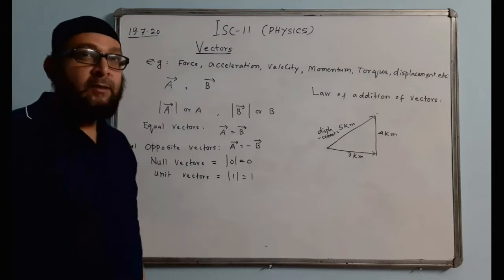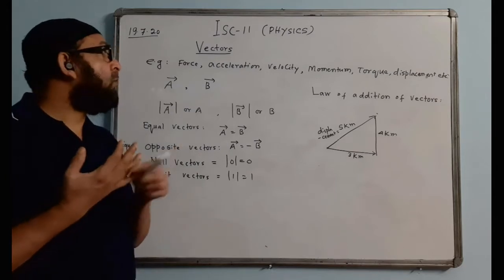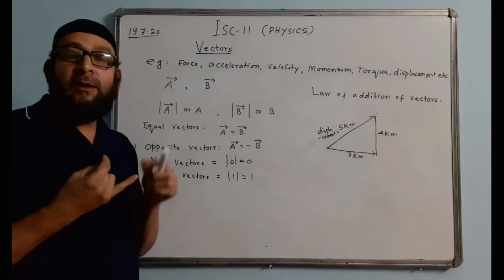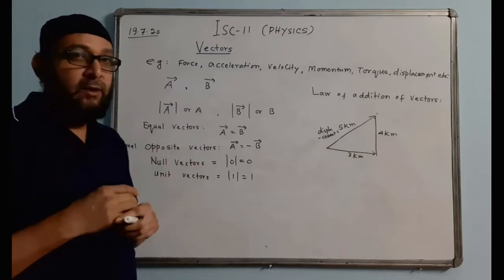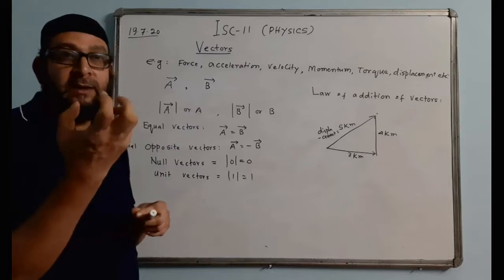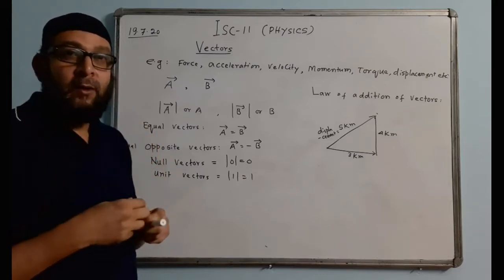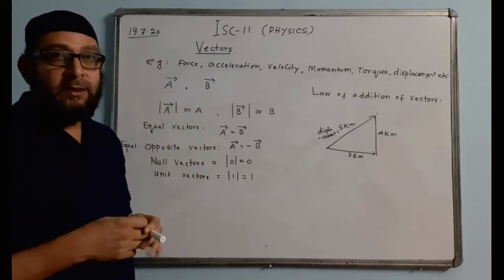There are two types of physical quantities, scalars and vectors. I think you learned in lower classes. Scalars are those physical quantities which have only magnitude but no direction. Only magnitude. What is the meaning of magnitude? Size. The numerical value of a physical quantity is called its magnitude.